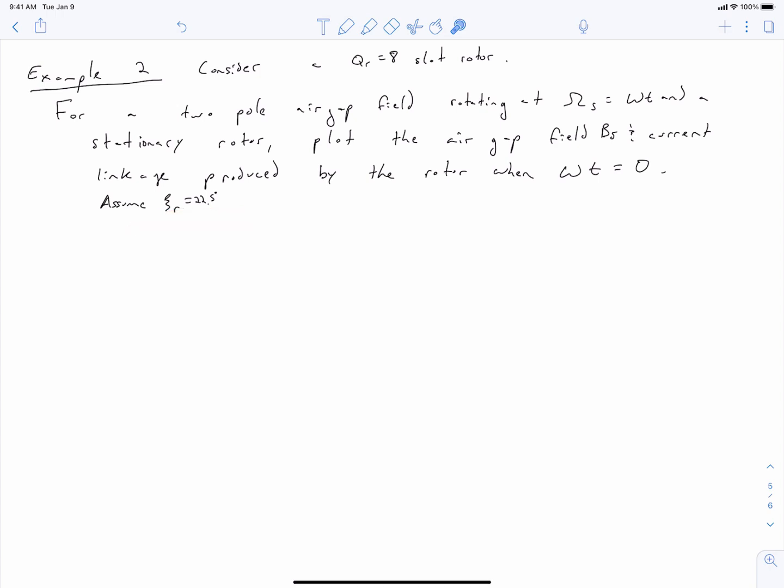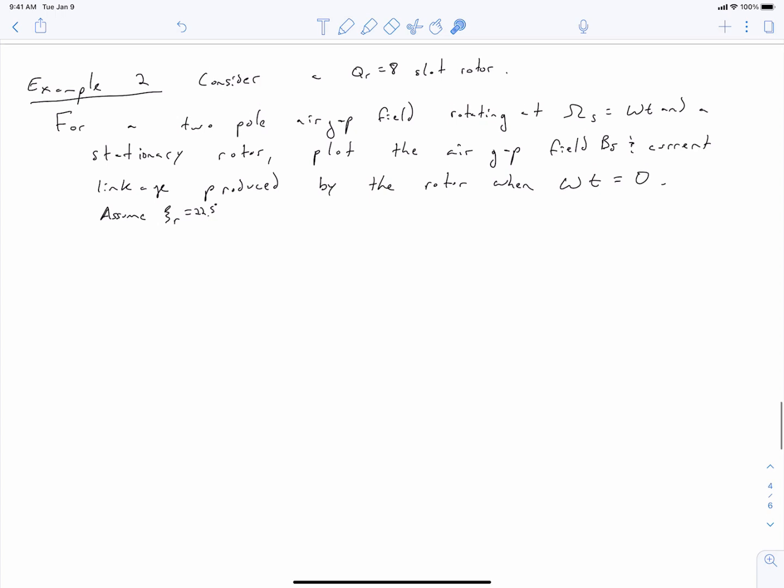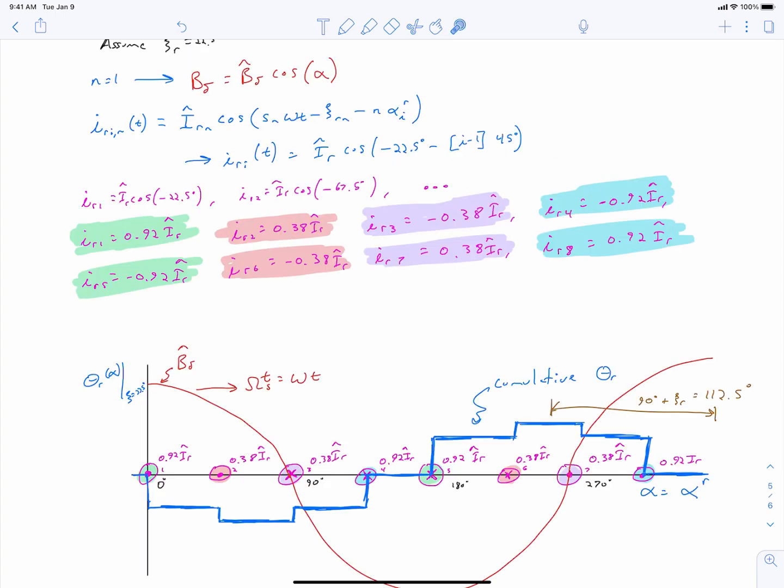So we've been doing a lot of practicing to get to this point with a 4-slot rotor. I'd like you to please go ahead, give this a try for the 8-slot rotor, hit the pause button, and press play when you're ready to see the solution. So just like before, we've got a 2-pole machine, a 2-pole field, so n equals 1. We've got this B delta expression. You can see I've plotted that below. And then I've calculated the current in each of the rotor bars.